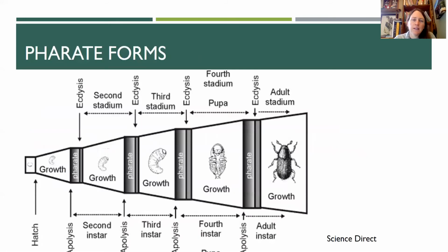So here are some of the different stages and where you can find these pharate forms. So when the egg hatches, it's growing, and then there's apolysis, this pharate stage, and then ecdysis, and then they're growing again. And then between each instar, we have these pharate stages. And then you also have a pharate stage between the last larval stage and the pupa, and then also between the pupa and the adult.